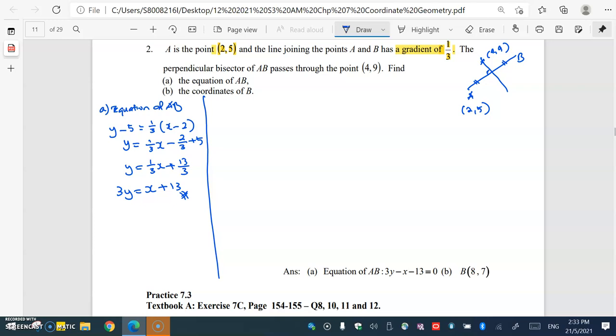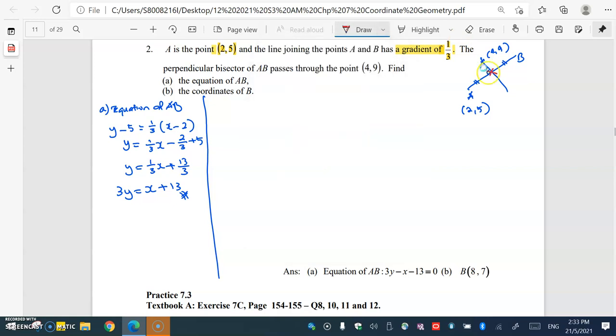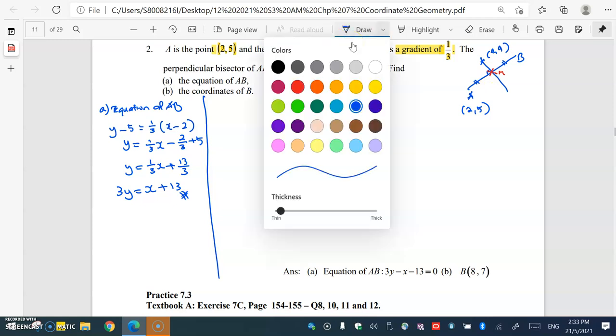Now, let me figure out a point that sits on this line. If I may, I would like to call this red point here M. I know that M is on AB. M is also on the perpendicular bisector, and I do have the equation of AB. Now, if I have this, let's see what I can get from them.